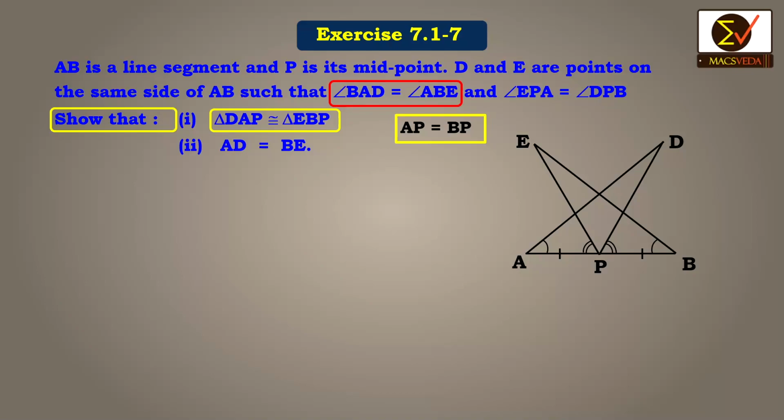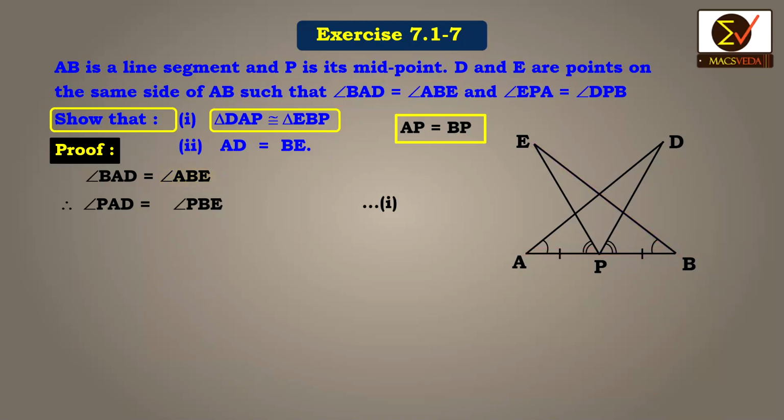Now, consider this angle BAD is equal to angle ABE. But angle BAD can also be written as angle PAD. Both are one and the same. Similarly, angle ABE can also be written as angle PBE. This is the given information. Now we know that angle EPA is equal to angle DPB, given.